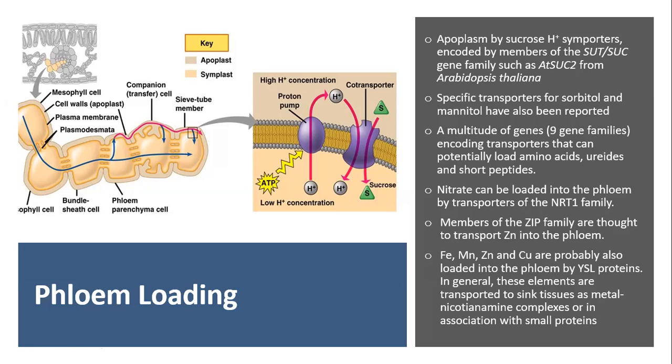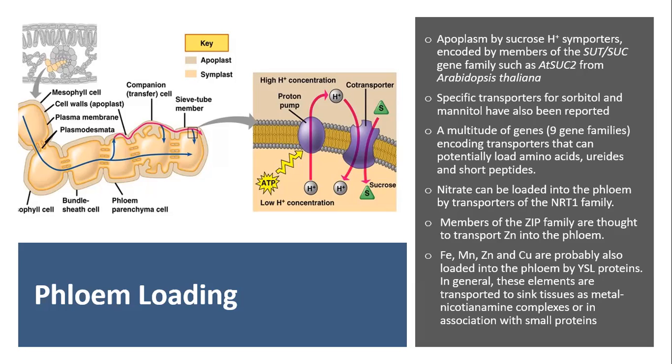For nitrate, NRT1 family transporters are used. Members of the ZIP family are thought to transport zinc into the phloem, and iron, manganese, zinc, and copper are probably also loaded into the phloem by YSL proteins. So in general, these elements are transported as a metal nicotianamine complex or in association with small proteins. So these are in association or in chelation form.